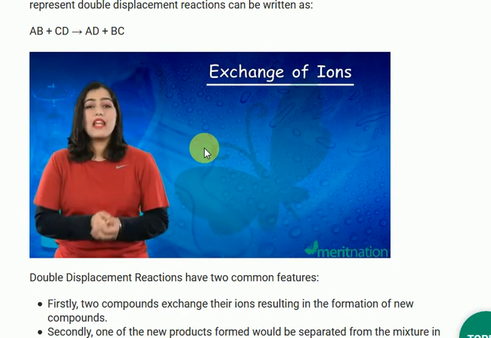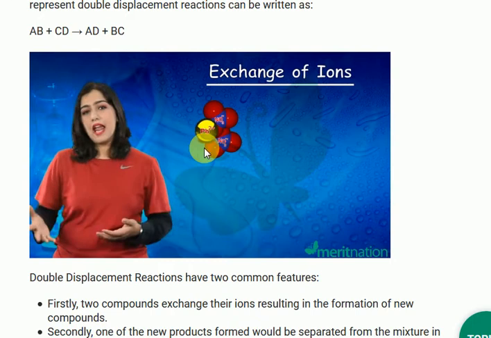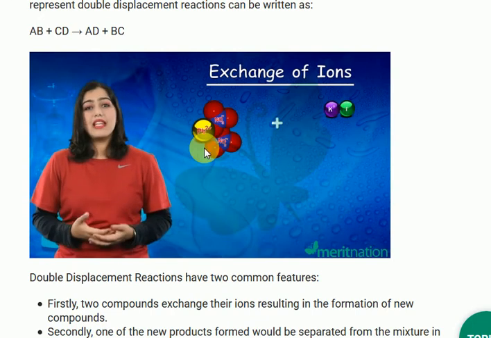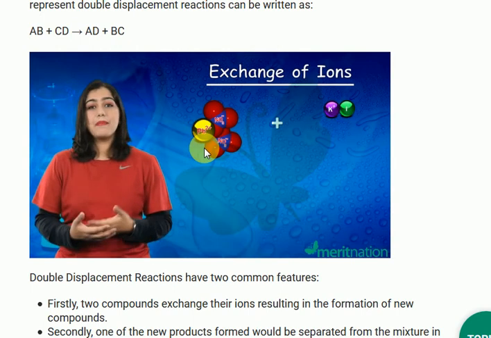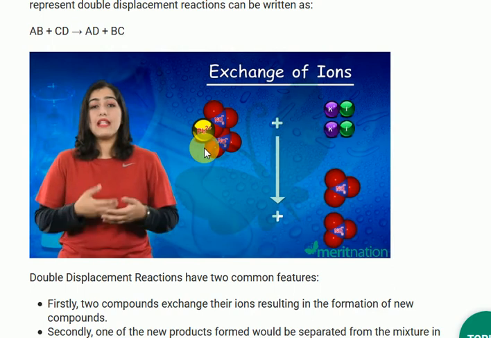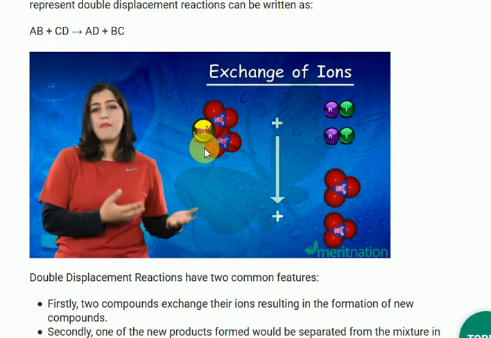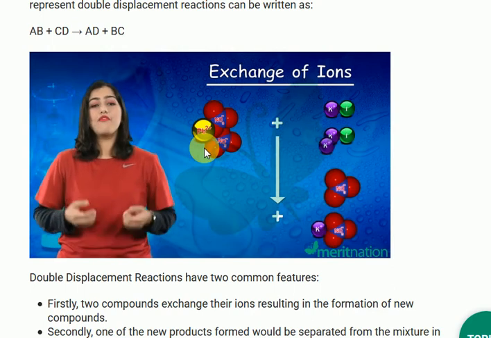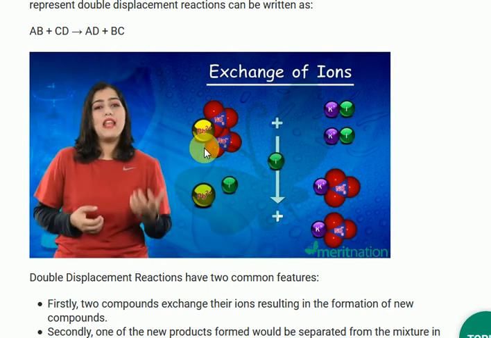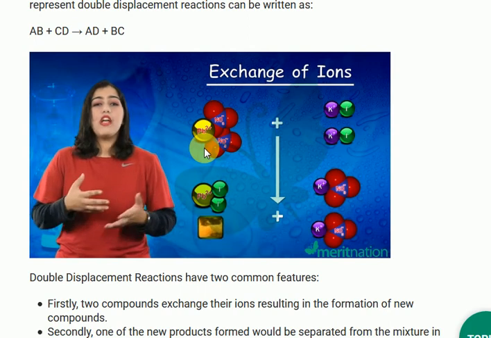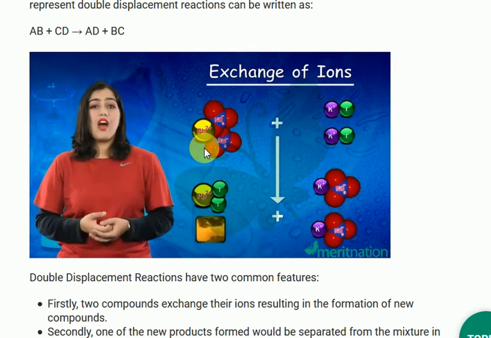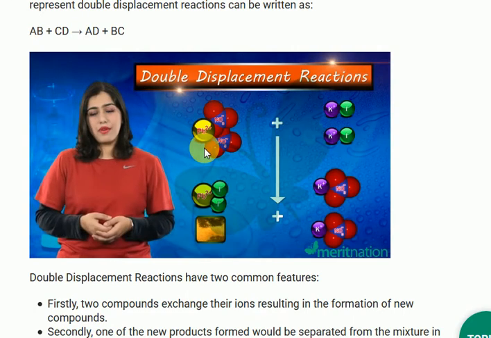So for that, let us go and meet two friends, lead nitrate and potassium iodide. So whenever they meet, there occurs an exchange of ions between them. Lead nitrate gives up nitrate ion and takes up iodide ion from potassium iodide, leading to formation of new compounds, potassium nitrate and lead iodide, a wonderful yellow crystalline precipitate. So these reactions are called double displacement reactions.